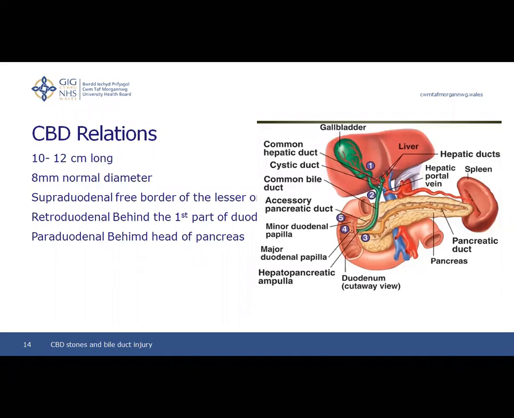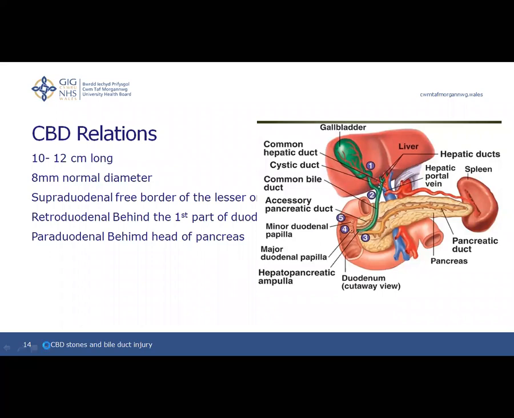The paraduodenal part is just behind the head of the pancreas, where the common bile duct merges with the main pancreatic duct to form the ampulla of Vater to drain into the second part of the duodenum. So these are the first part of the duodenum, and the first part, second part, and third part of the common bile duct.